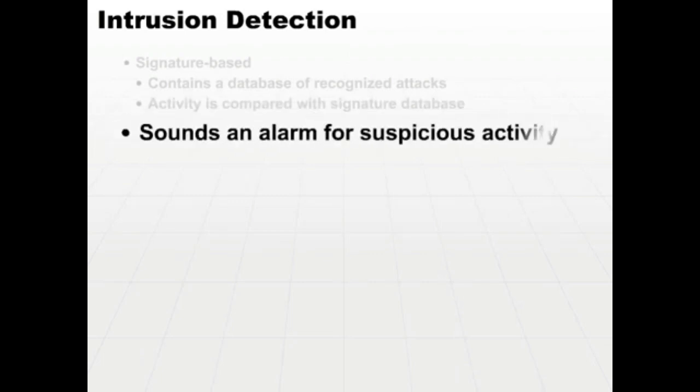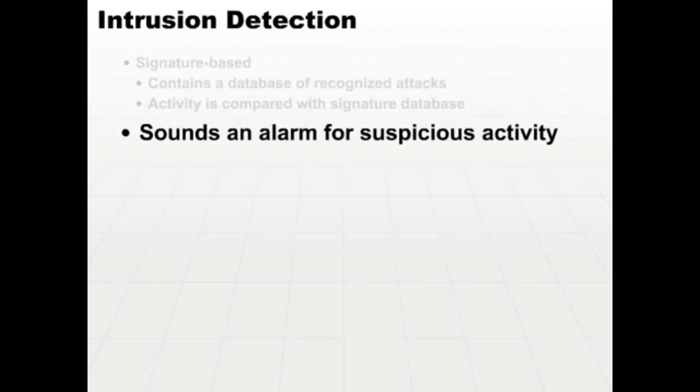The problem with signature-based IDSs is that they may sound alarms for normal activity that just might look suspicious. But worse, if there's a brand new attack that just hit the streets today that does not exist in the signature database, that attack may very well be totally ignored, not even caught at all.